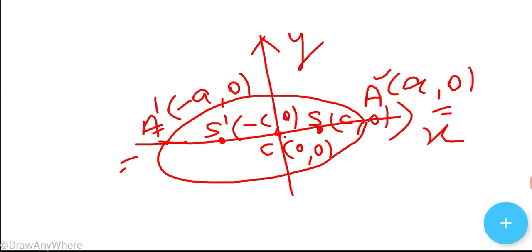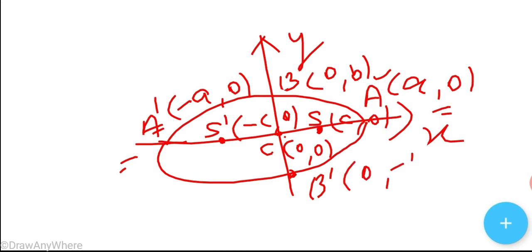So this point is called capital B and its coordinate is (0, b). This endpoint is B dash and its coordinate is (0, -b).